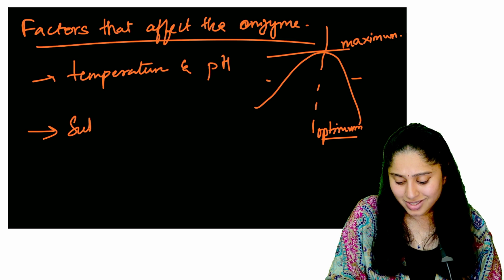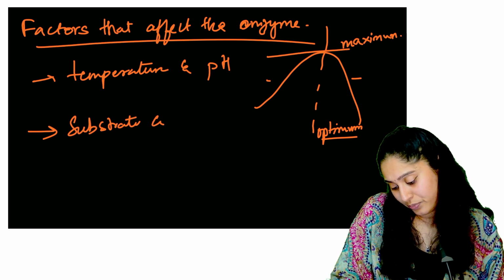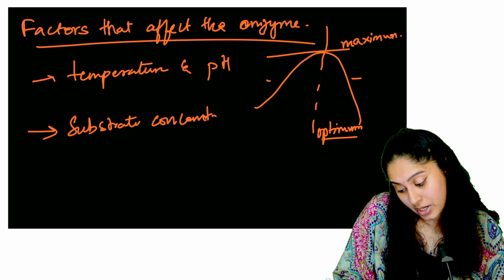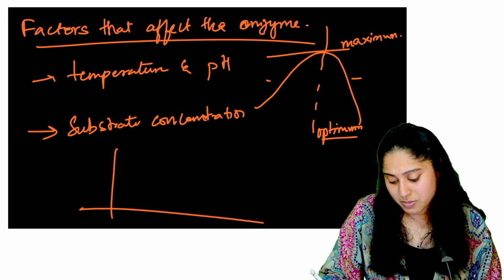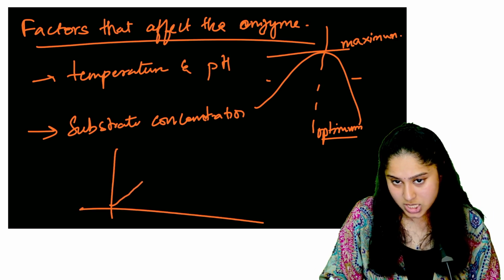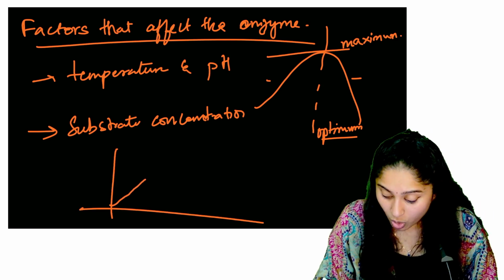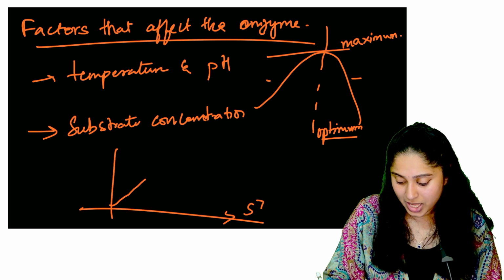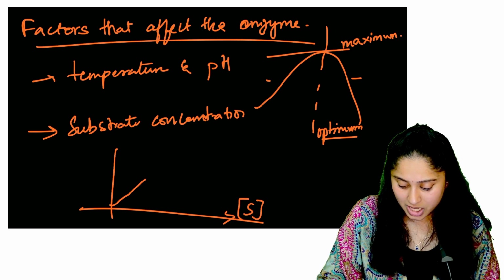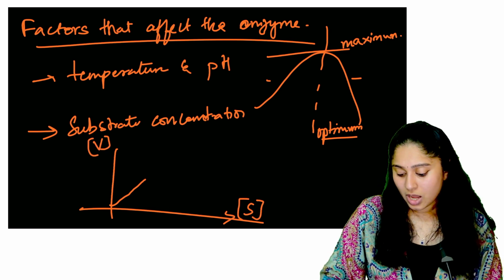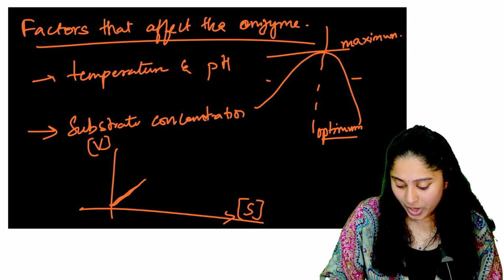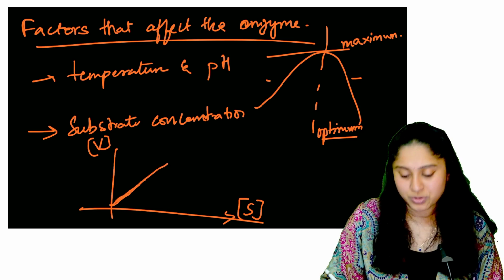Now when you look at the substrate concentration, what is going to happen here? When I increase my number of substrate molecules, my rate of the reaction is also going to increase. Okay, so this is my substrate and this is my velocity. The rate of the reaction is going to increase as I increase the substrate molecules.